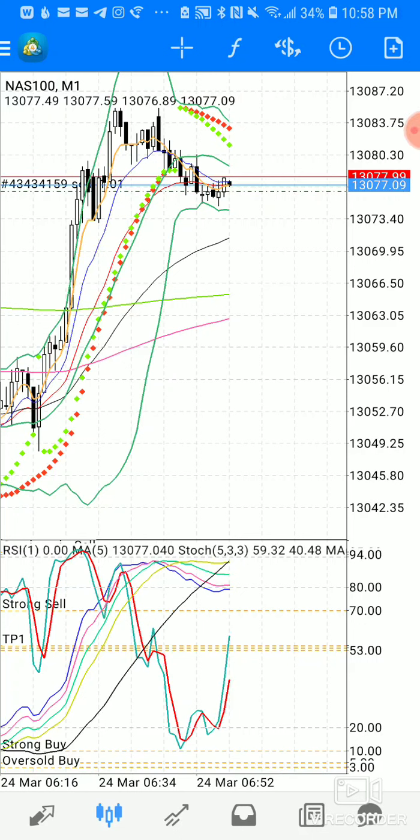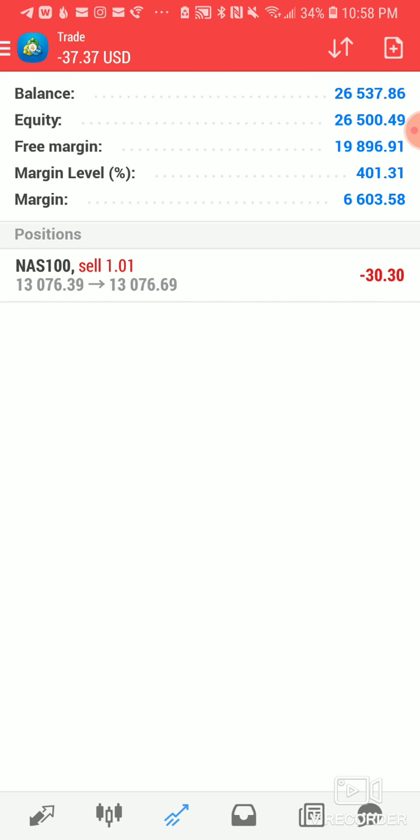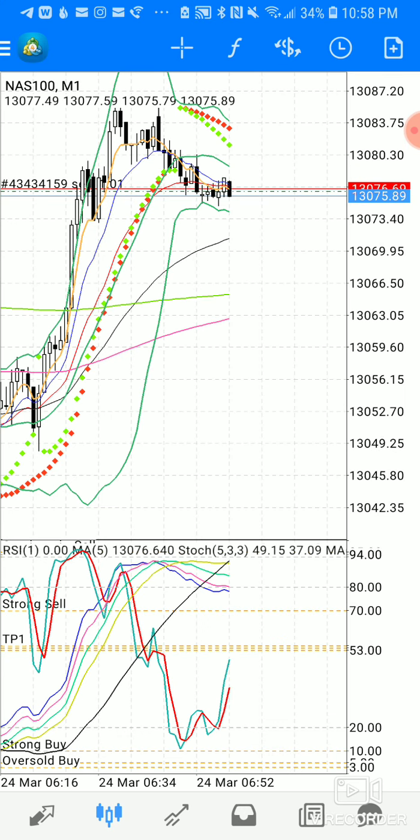All right, I have double SAR, double parabolic SAR at the top, which is red and green. BBKOF, which is the Bollinger Bands, and then I have a 5, 9, 20, 50, 200, and 500 EMA up there. Hold on, I'm trying to get in profit here.